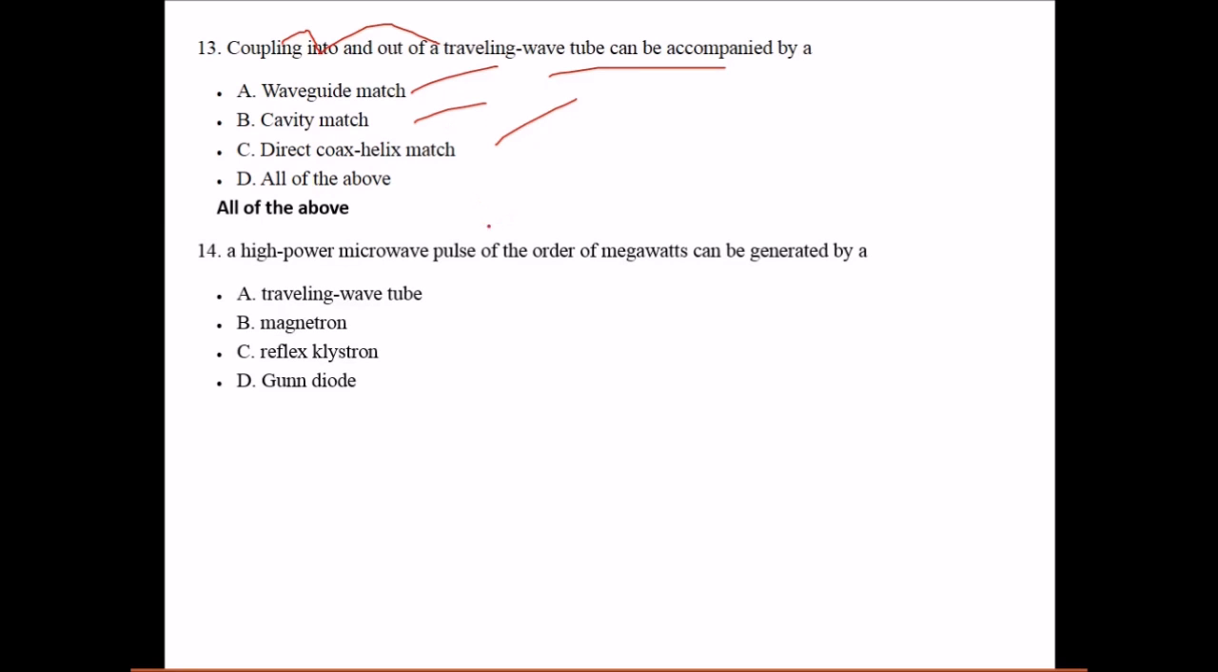Now, coupling into and out of a travelling wave tube can be accompanied by all of the above: waveguide match, cavity match, direct coax, helix match, all of the above. A high power microwave pulse of the order of megawatts. How can it be generated? It can be generated by a magnetron.